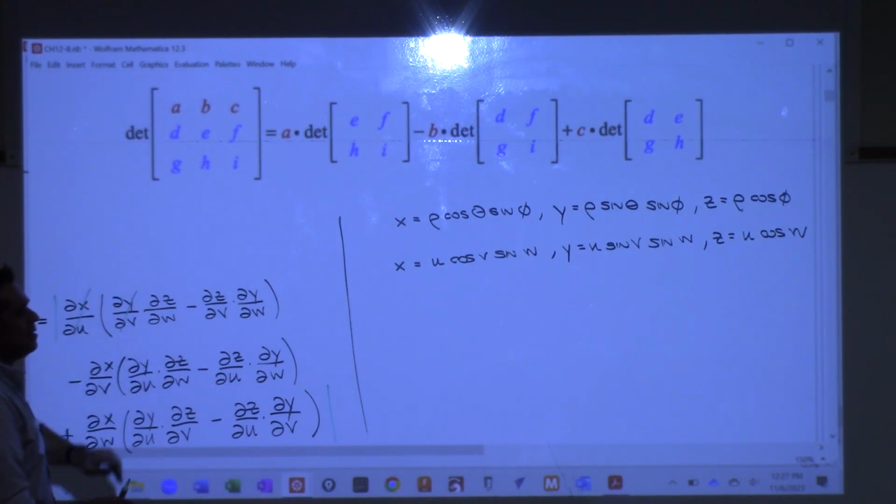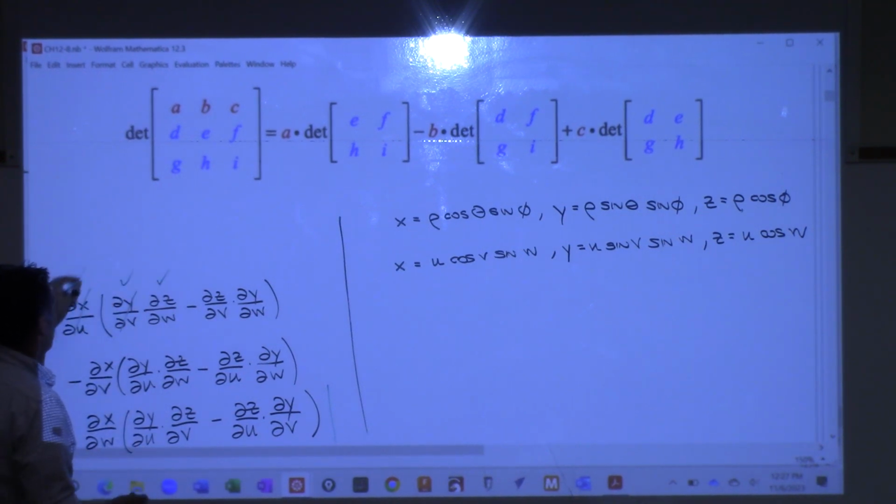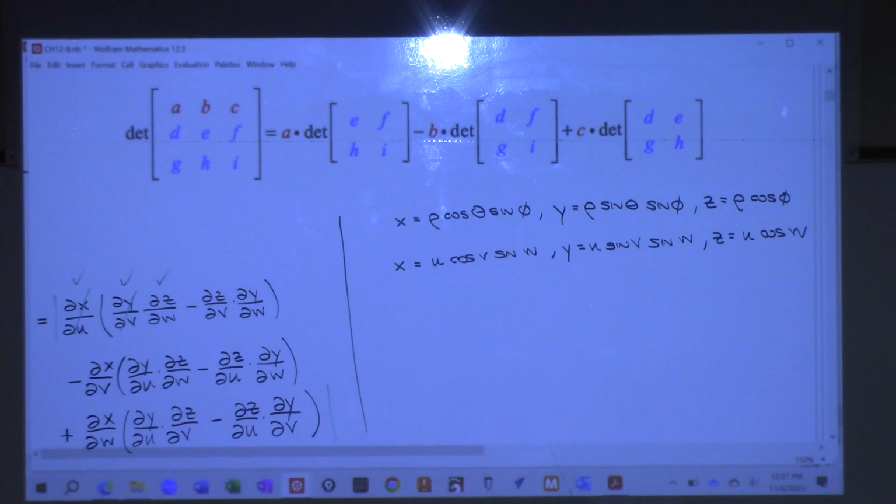Partial z with respect to w. Negative u sine w. Okay, got this. I'll put checks instead. Check, check, check. Minus, how important is it that I have this in parentheses? Very important, because this doesn't subtract from this. These multiply together and that negative is going to come out in front. Now there's subtraction.